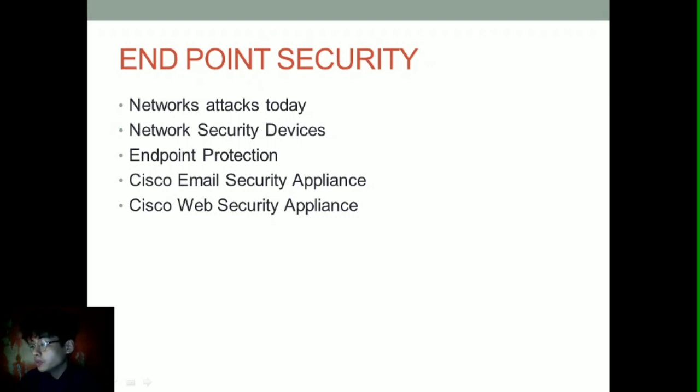However, today endpoints are best protected by a combination of NAC, host-based AMP software, an email security appliance, and a web security appliance. Advanced malware protection products include endpoint solutions such as Cisco AMP for Endpoints. Then the next is the Cisco Email Security Appliance.